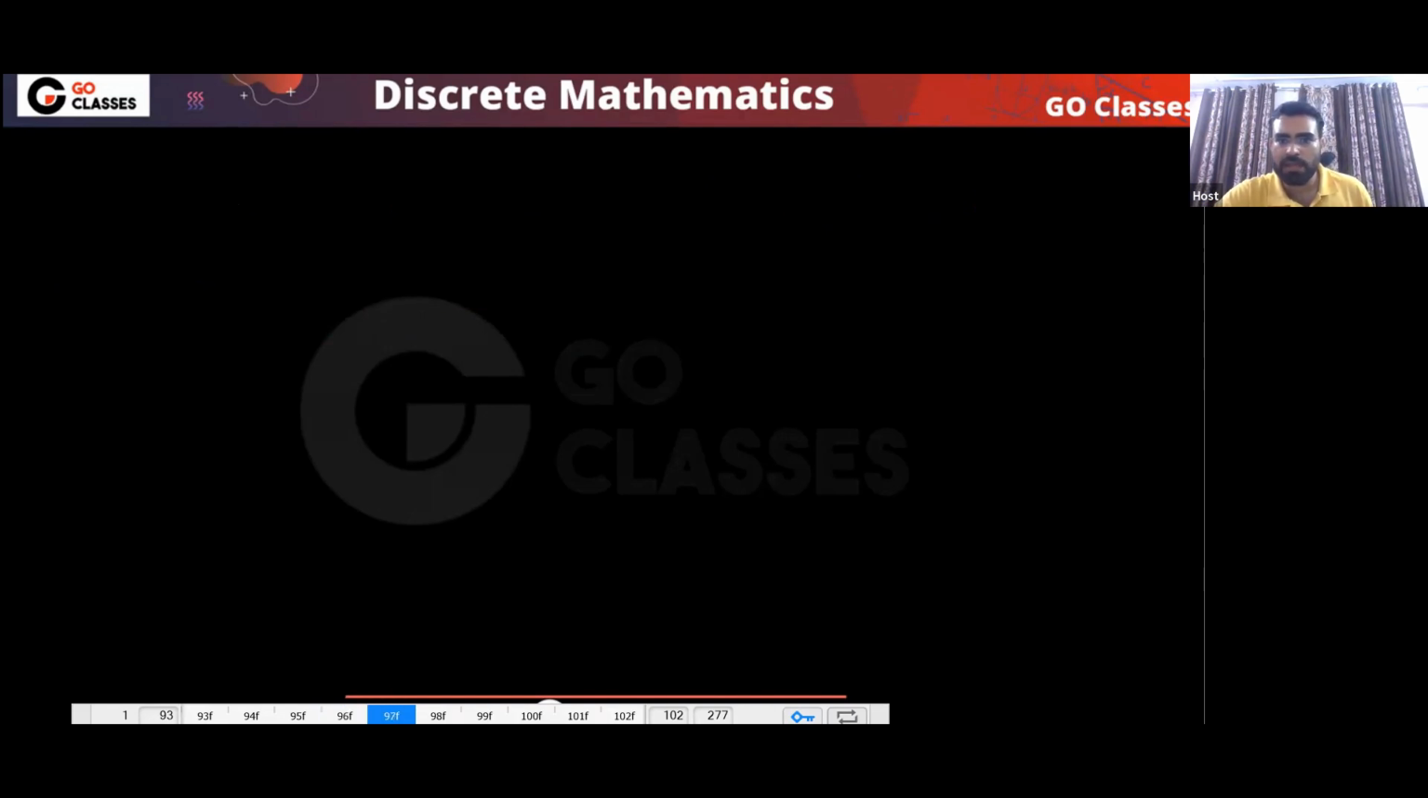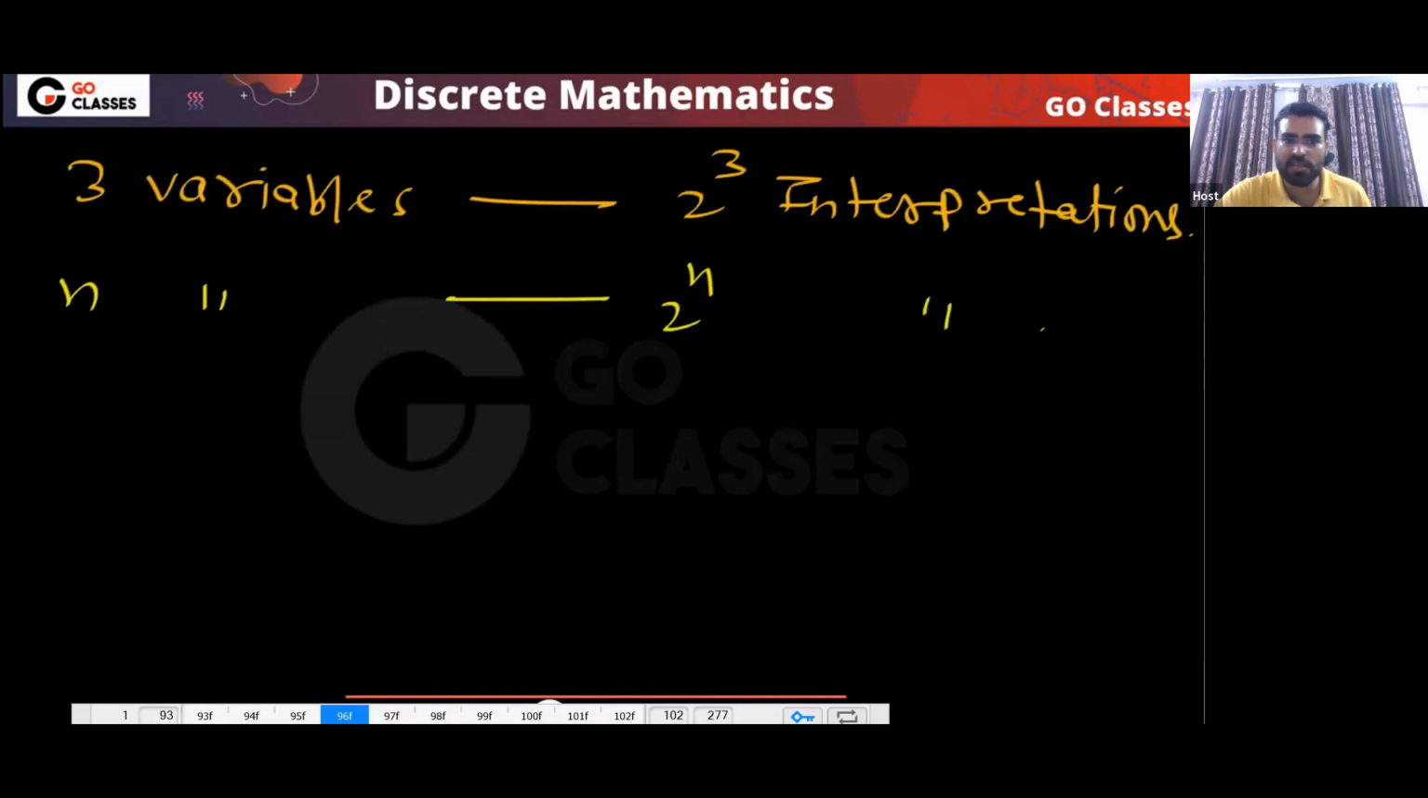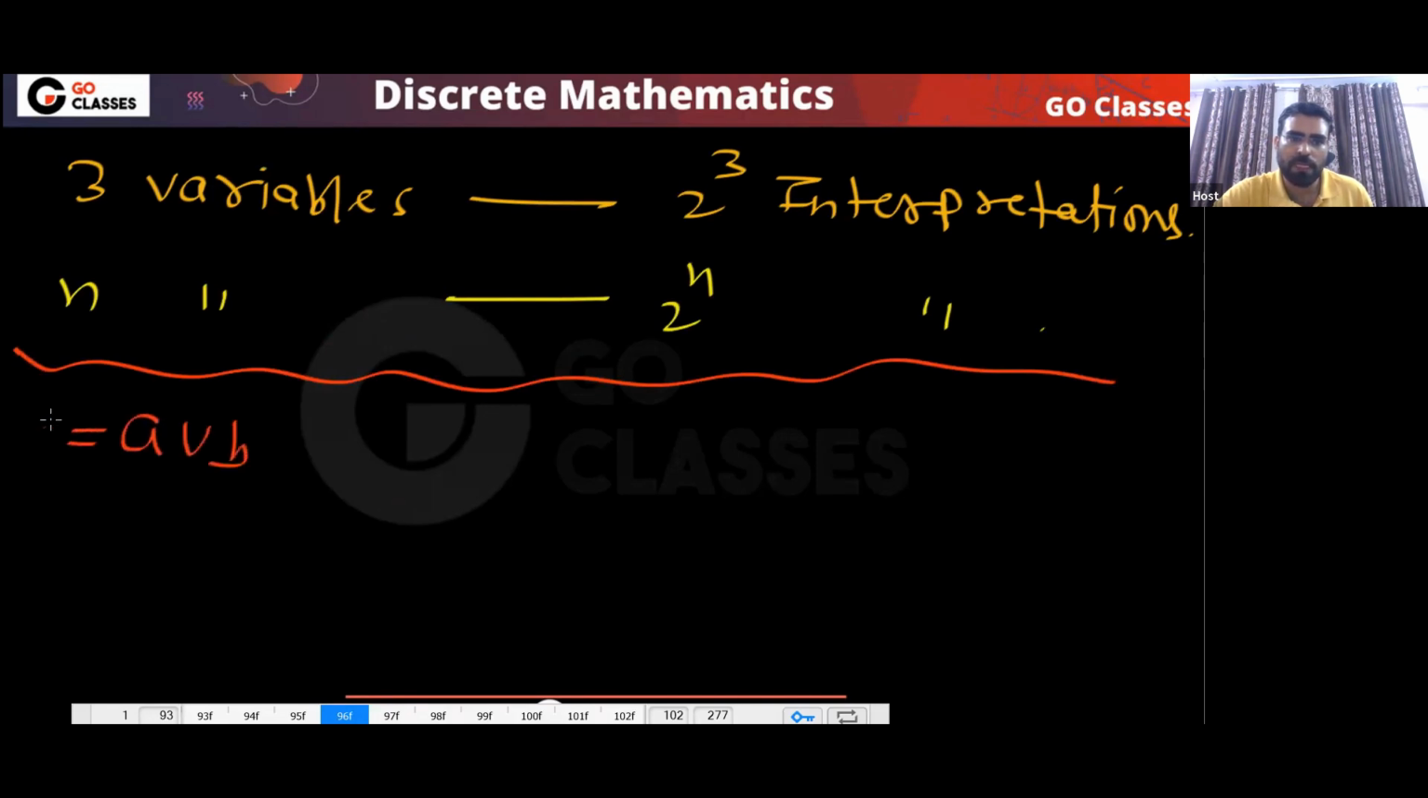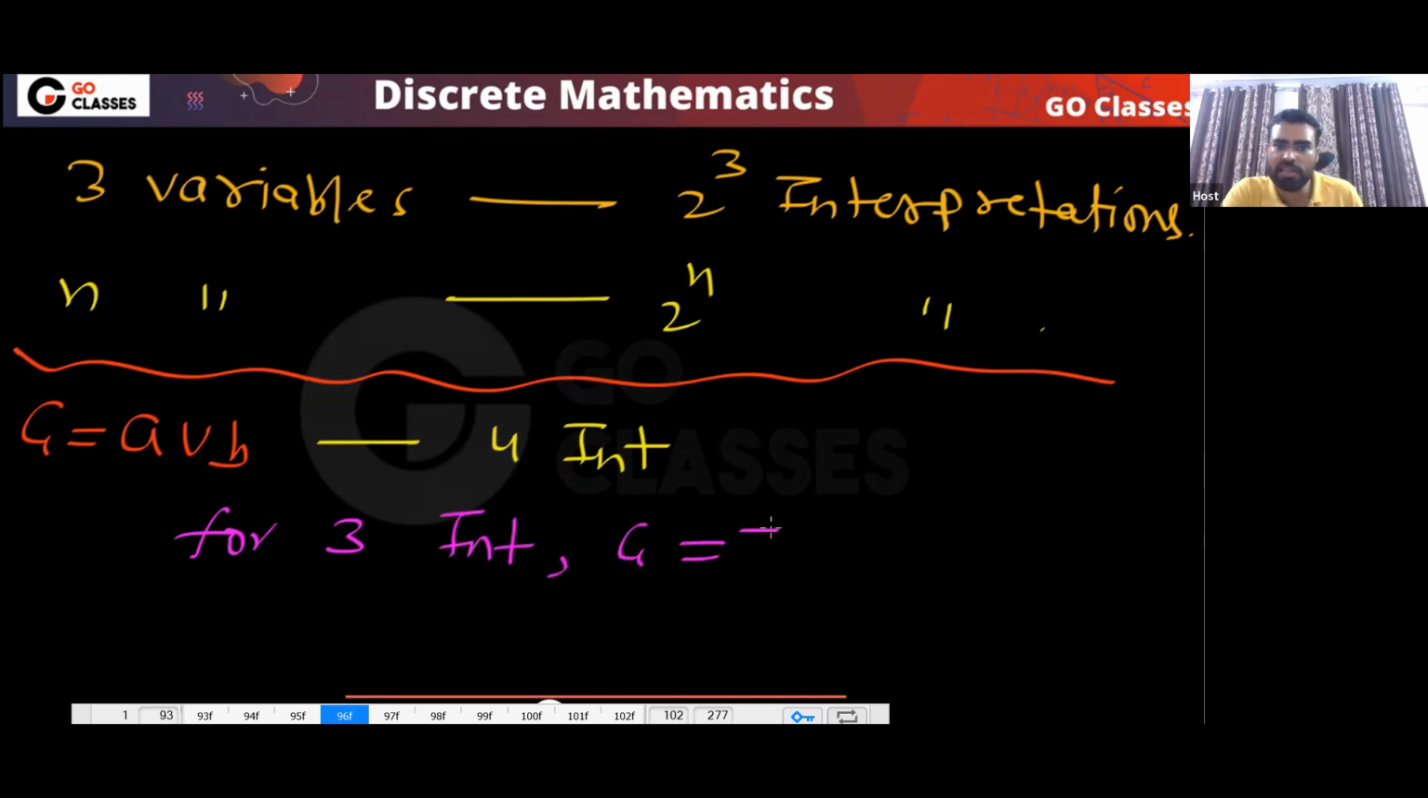Now let me tell you about some of these interpretations. For example, if I give you this example, A or B, you can notice we have a total of 4 interpretations. But for how many of these interpretations is this expression true? Sorry, it is true for 3 interpretations. For 3 interpretations, this G is true.